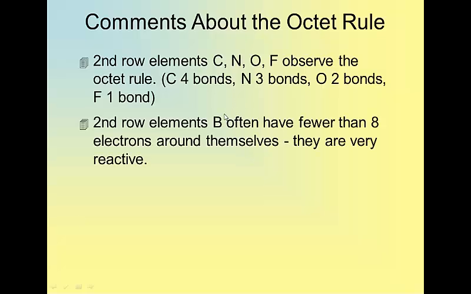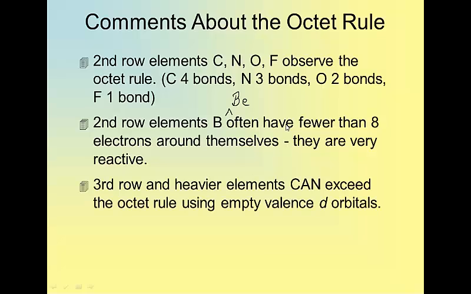Second row elements include boron, and also beryllium, because even though beryllium's technically a metal, every once in a while it's also in molecular compounds. Boron and beryllium can be happy with less than 8. 8's fine, never over 8, but they could also be 6 or less.